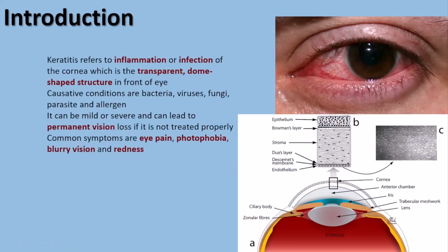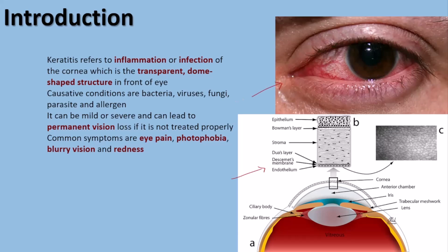First, let's understand what keratitis is. Keratitis is inflammation or infection of the cornea, and the cornea is a transparent dome-shaped structure in front of the eye which consists of different layers. In this picture you can see the different layers of the cornea. Here we have the epithelium, Bowman's layer, after that the stroma, Dua's layer, Descemet's layer, and the endothelium. So these are the different layers of the cornea.